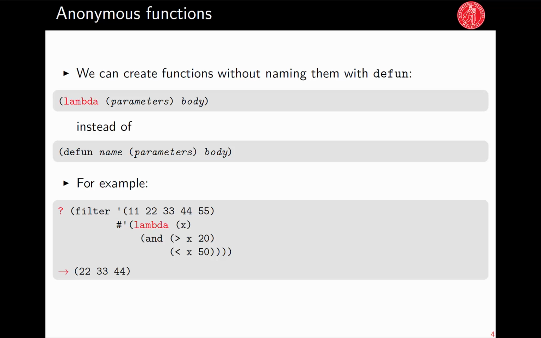So here we see an example with the filter function, the higher order function we defined on the previous slide, where instead of passing in an existing named procedure, we just pass in a lambda expression. This lambda expression corresponds to a function that expects one argument, x, and the body of the lambda expression is just an AND expression. AND was on the lecture notes for the previous lecture, but maybe one of the things we didn't have time to talk about.